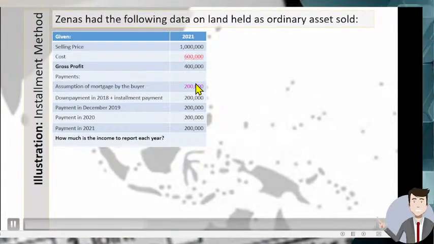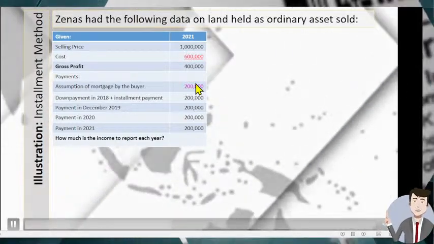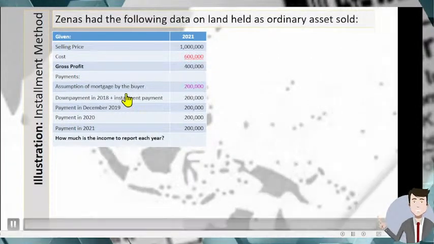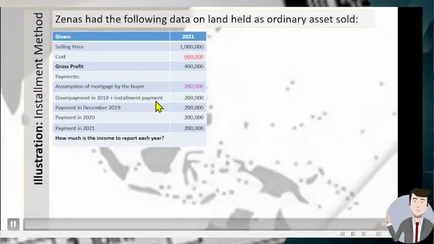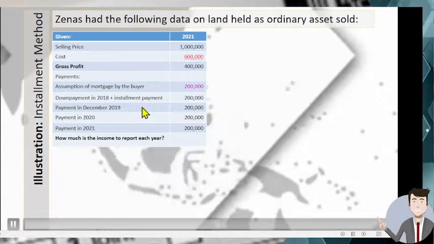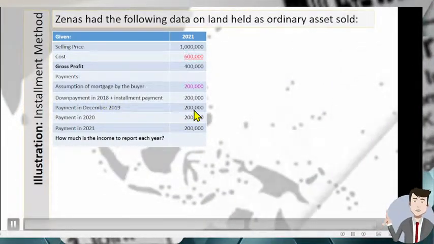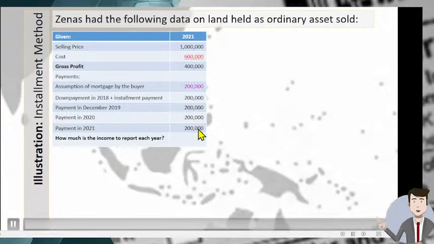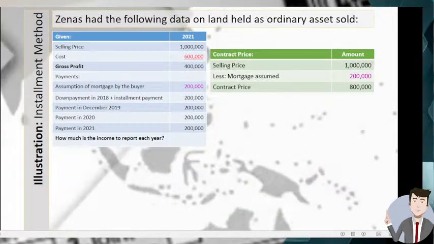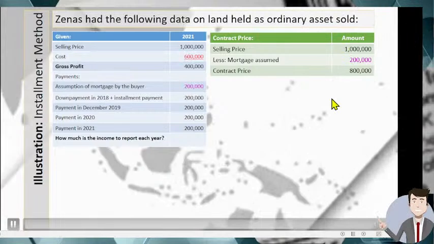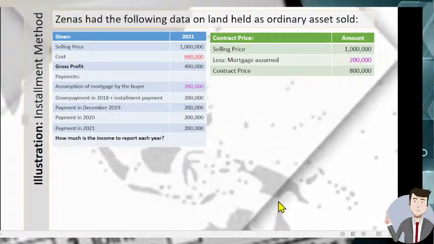So this one is unique compared to the earlier problem we illustrated. Next, on 2021, there is a down payment plus an installment payment. All in all, that's 200,000. Then on 2019, the seller also received 200,000, as well as in 2020 and 2021. So the same question, how much is the income to be reported each year? So first, we have to identify the contract price. So using the formula discussed earlier, you have to identify the selling price.